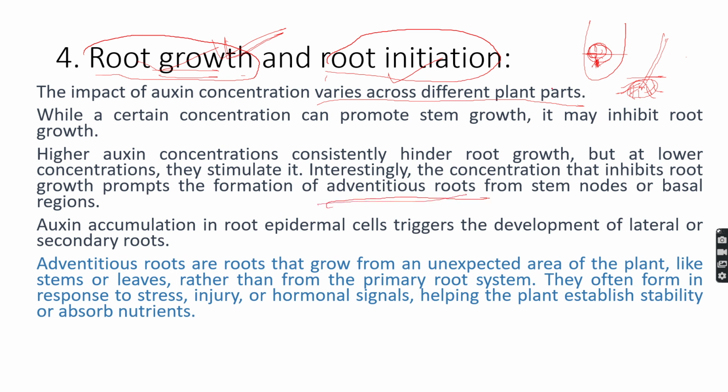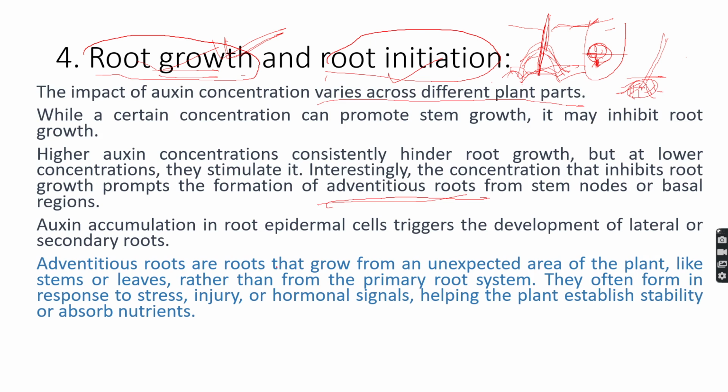Now, what is this adventitious root? Actually, adventitious roots are those which are forming in stem or in branch or leaf like region, and these adventitious roots are basically supporting the plant in enhancing the anchorage or enhancing the uptake of water and nutrient. So auxin accumulation in epidermal cells triggers the development of lateral and secondary roots.